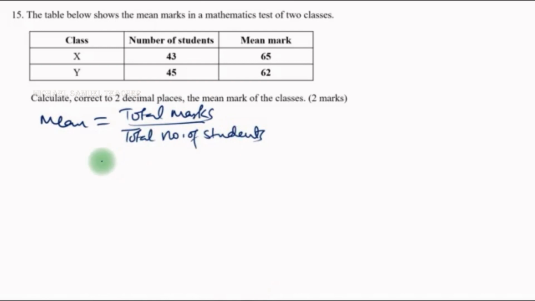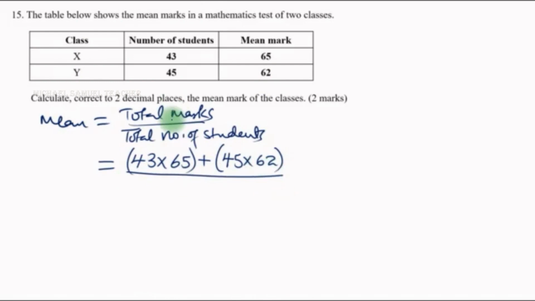Therefore, to get the total marks for class X, it will be the number of students times 65. That will be the total marks. So 43 times 65 to get the total marks for class X, and also the total marks for class Y, it is the number of students 45 times the mean marks, then divided by total number of students, that is 43 plus 45.